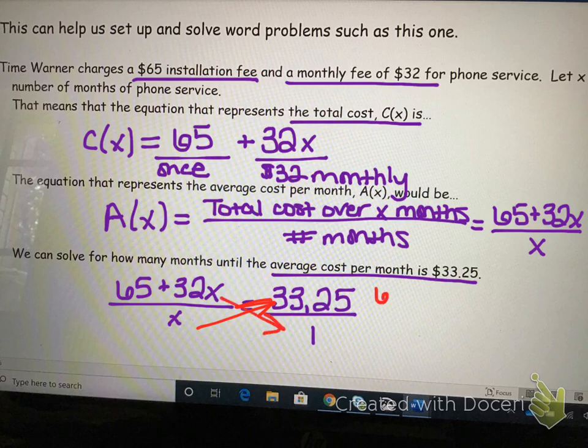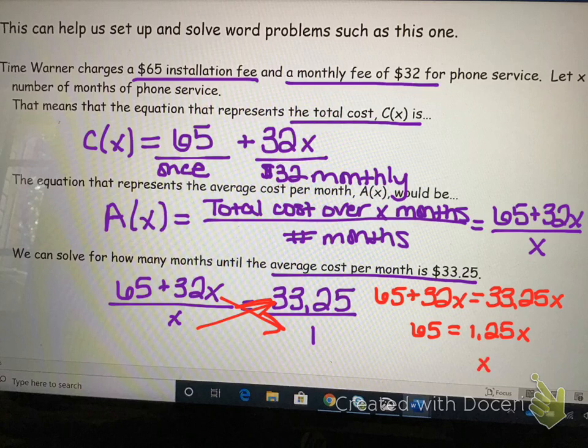So what I end up with is 65 plus 32x is equal to 33.25x. And now I can solve for x. So I would subtract the 32x, leave the 65 on the left side. That will give me 1.25x on the right side. And then I can divide by 1.25. And what I have figured out is that it will take 52 months.